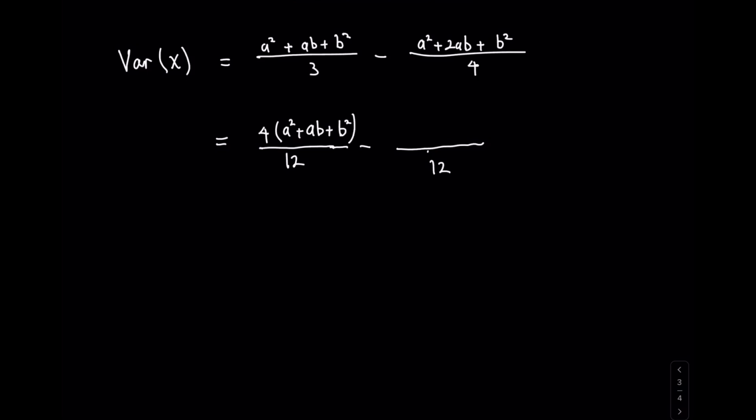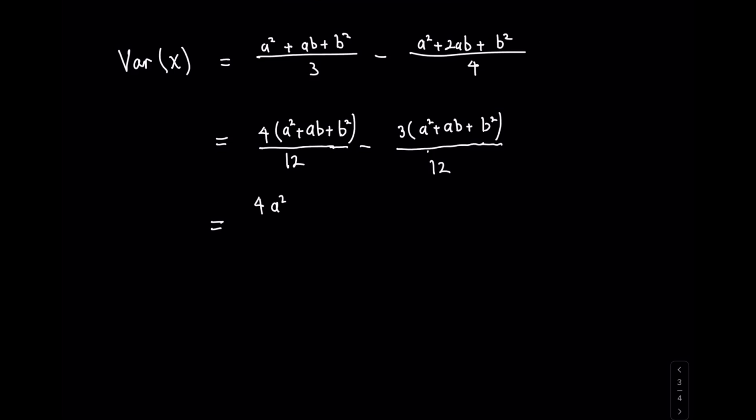And then, of course, similarly with this case, to get 12, the lowest common multiple between 3 and 4 is 12. So to go from 4 to 12, what we needed to do was multiply by 3. So we're going to do the same thing to the numerator here. So it'll be 3 times a squared plus 2ab plus b squared. And again, let's do some expansion and simplification.